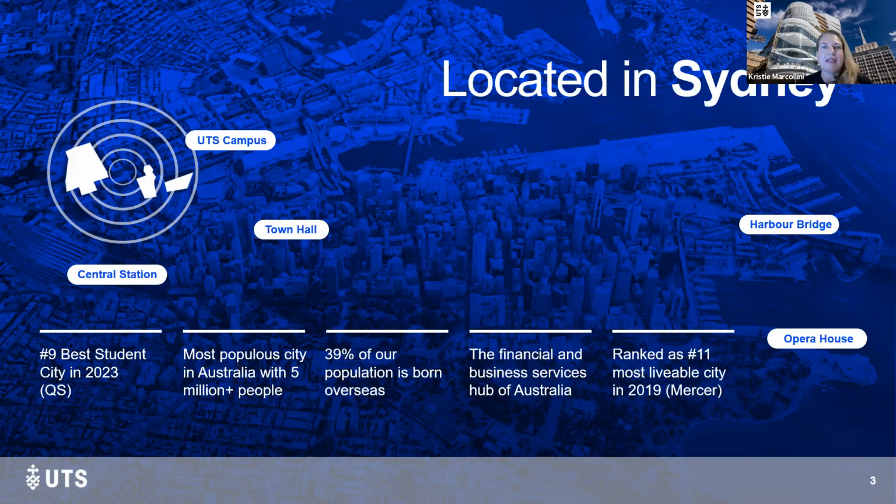You can see here some tips about Sydney. We're the number one best student city in the 2023 QS rankings. We're also the most populous city in Australia. 39% of our population were born overseas, which makes the city very multicultural. You can see that we have a lot of different food, ways of dressing, and cultures, so it's very accepting. We are also a financial and business service hub of Australia, and we have the highest population of startups in and around the university. We are ranked as the 11th most livable city in the 2019 Mercer rankings as well. So if you didn't know much about Sydney, hopefully you can take away at least one or two of those tips from today.